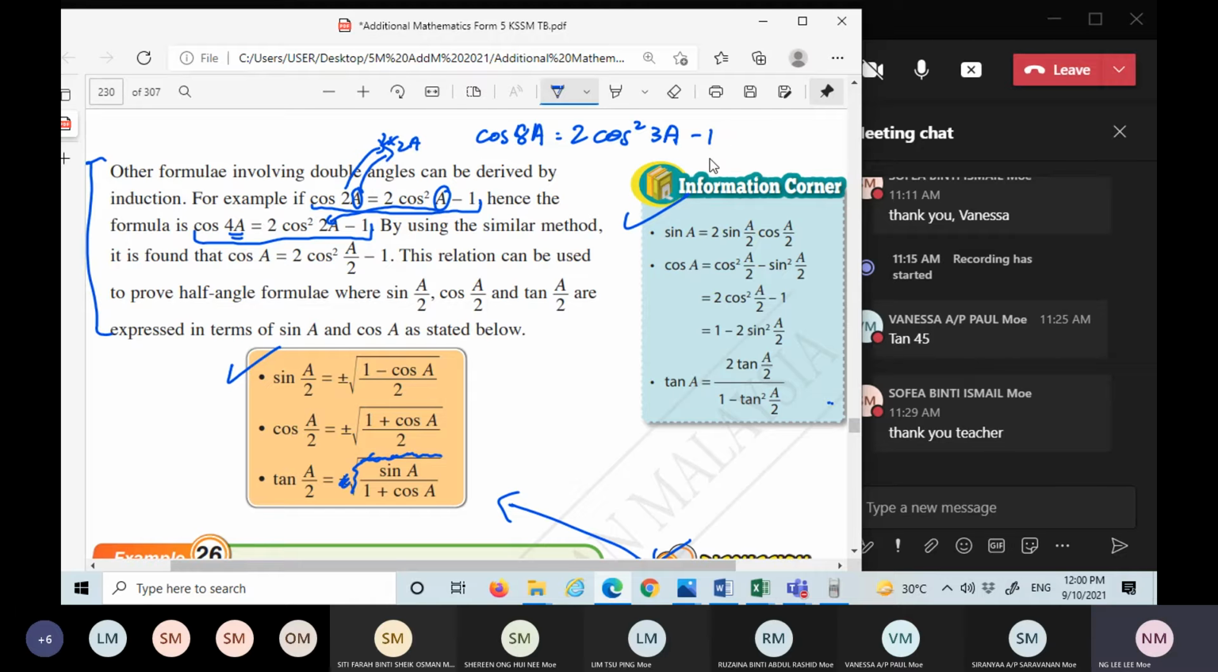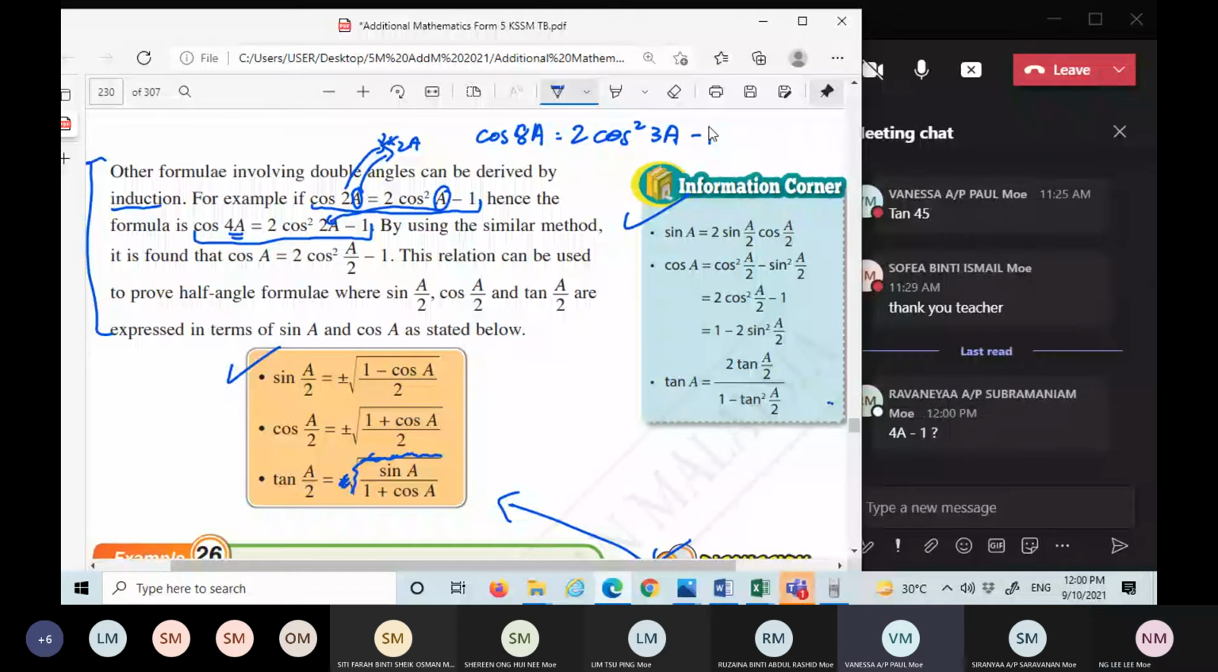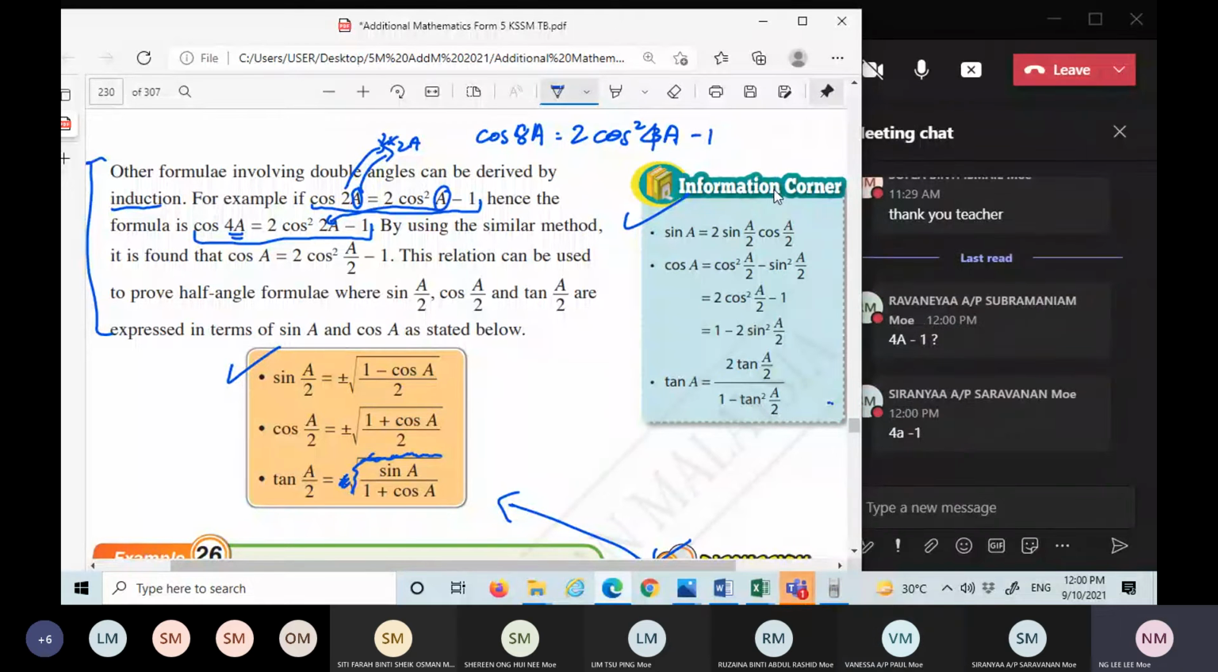Come on, anyone. Don't let Suping answer, you will get the 1 mark. Come on. Suping, you still can try. It's very close already. By induction, you see the pattern. 2 cos square 4a minus 1. 4a minus 1, correct. Who is that? Vanessa? Yes. Okay, Ravanya also correct. Okay, Sirani also correct.